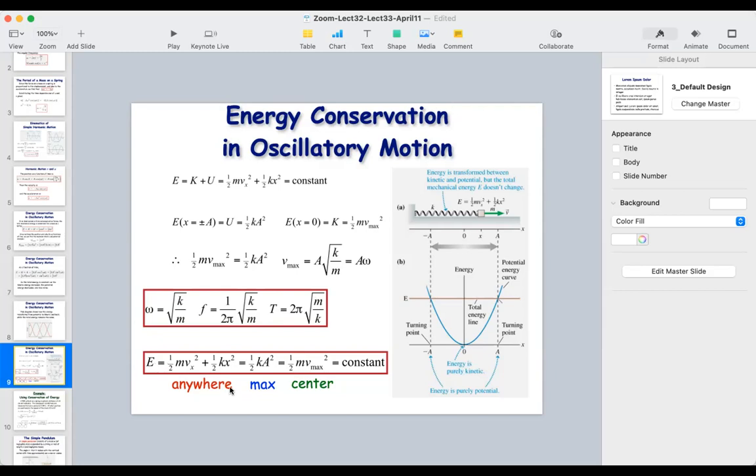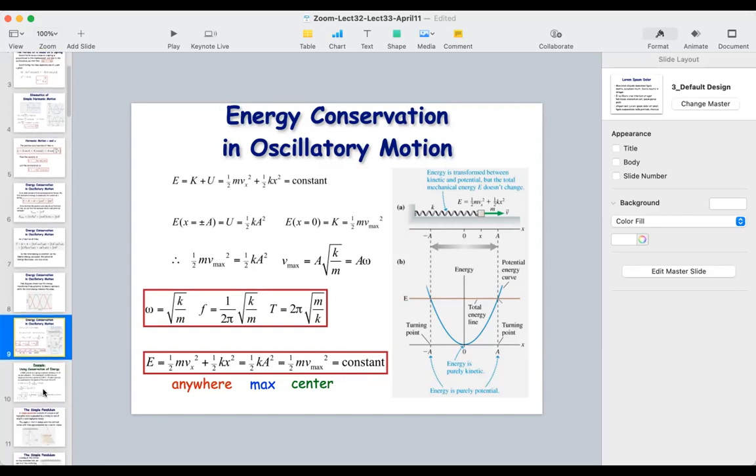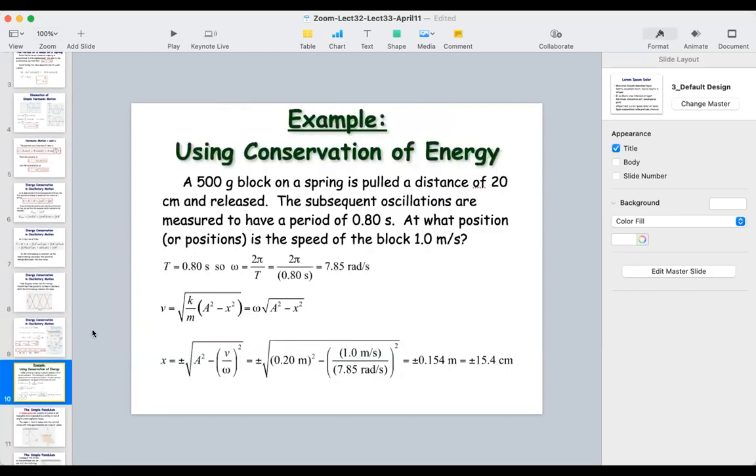Summarizing everything, anywhere we have kinetic and potential energy. At the maximum extension, where we get plus and minus A, we only have potential energy. So all the energy is potential, 1/2 k A squared. At the center of oscillation, we have 1/2 m v max squared. And then the energy is always constant. Okay, so this was a recap of what we already said.